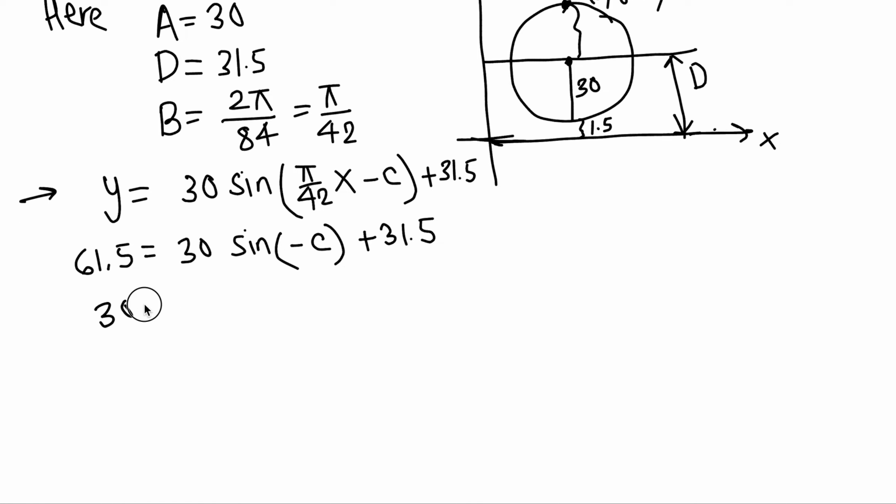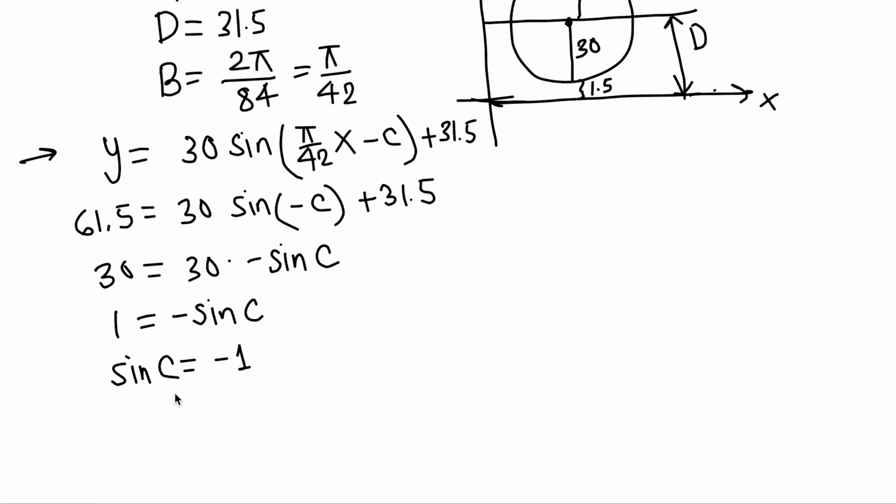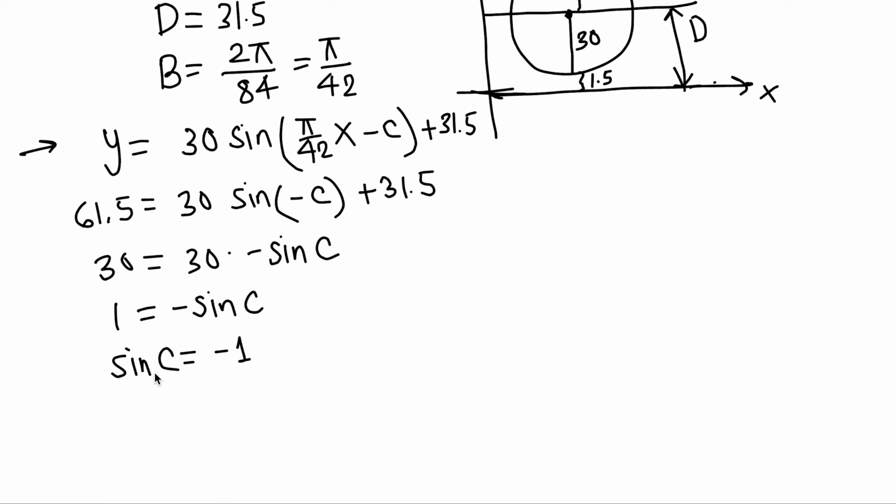That's 30 equals 30 times sine of negative c, which is negative sine c, because sine is an odd function. Now divided by 30, we get 1 equals negative sine c. We can multiply both sides by negative 1, so sine c equals negative 1. Without negative, sine is 1 at pi over 2. We know that sine of pi over 2 is 1.